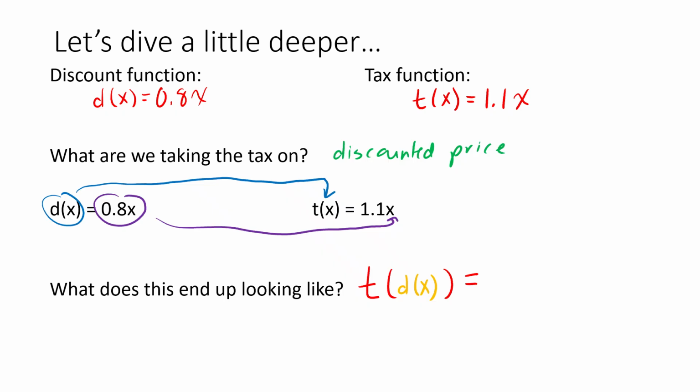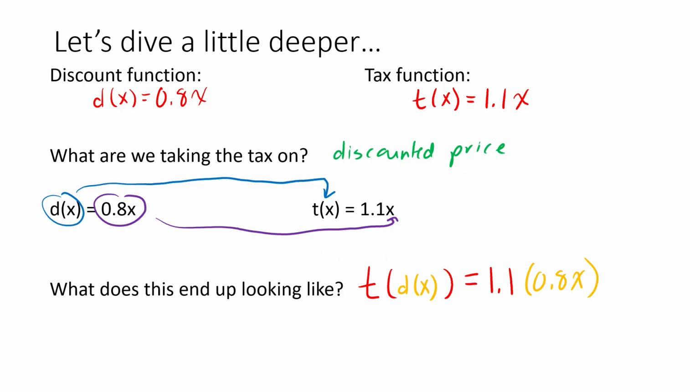And so on the other side, instead of 1.1 times x, which would just be a price, we're going to do 1.1 times the discounted price, which was 0.8x.